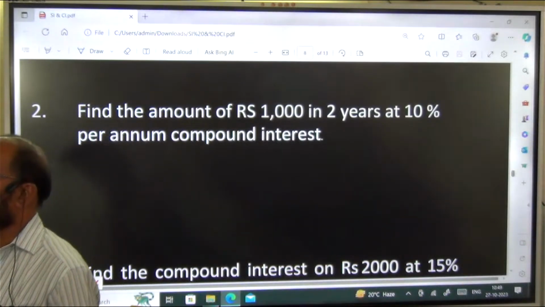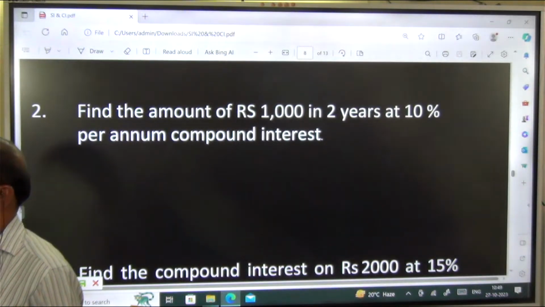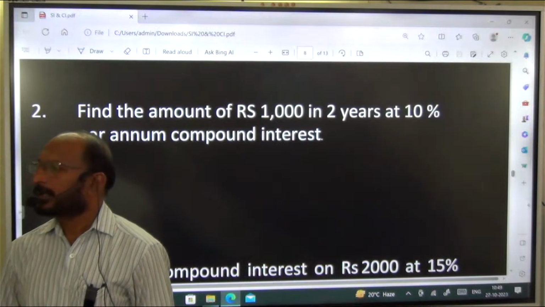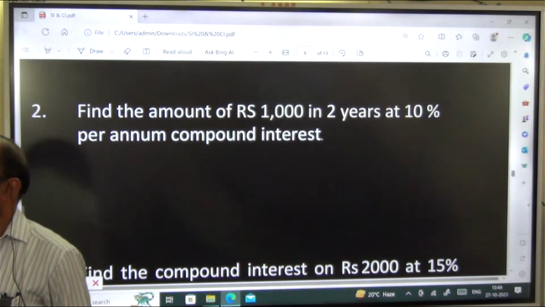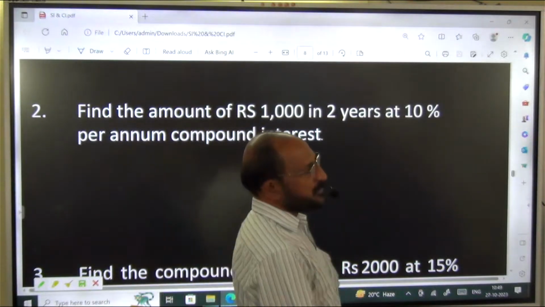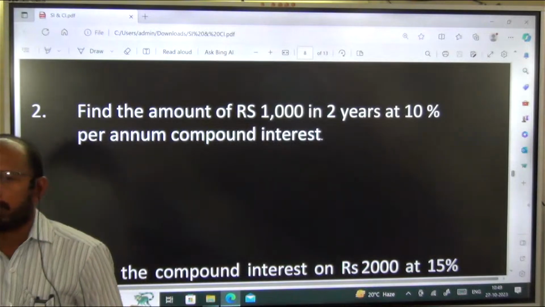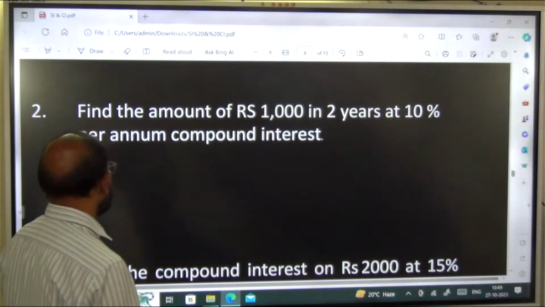Yes, very good. Super. 1210, very good. The answer is, I mean, compound interest is 210. Amount is 1210. Good, very simple calculation.